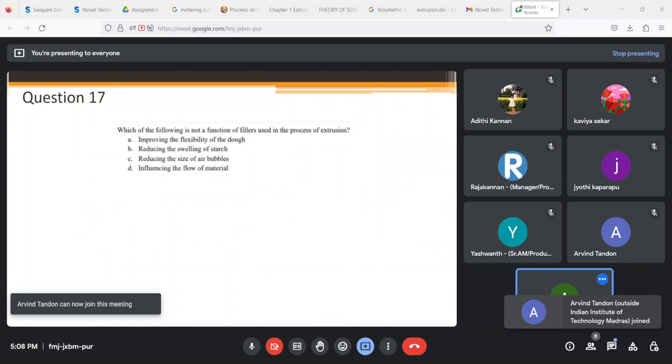Moving to question 17. Which of the following is not a function of fillers used in the process of extrusion? A. Improving the flexibility of the dough. B. Reducing the swelling of starch. C. Is reducing the size of air bubbles. And D. Influencing the flow of the material. So what is the answer for this question?